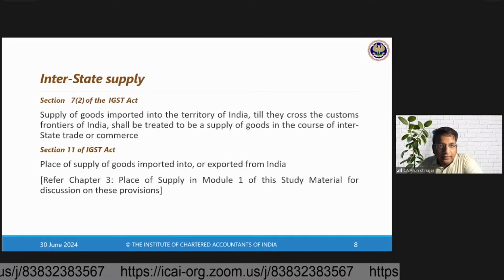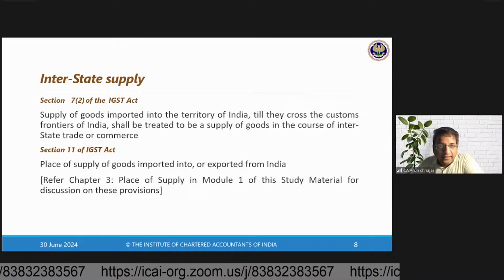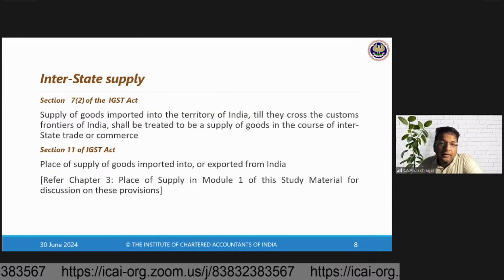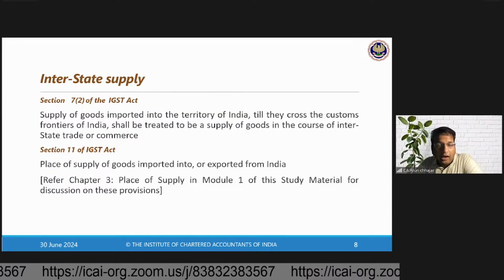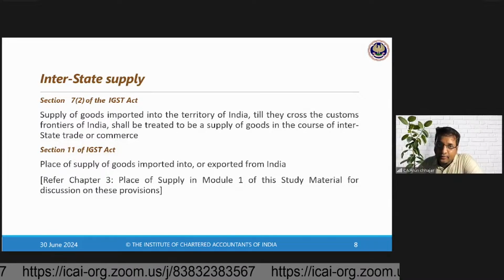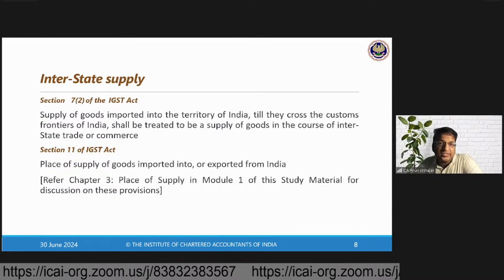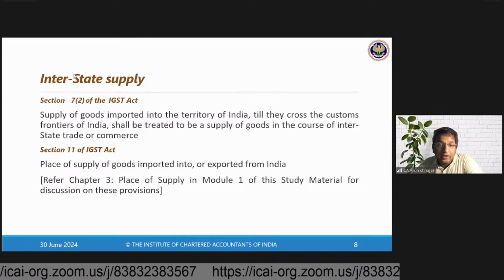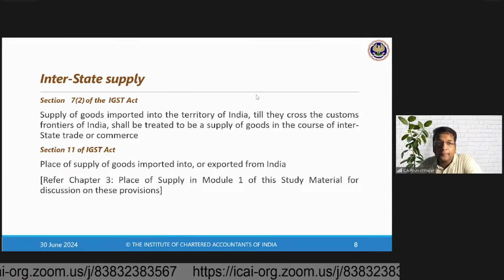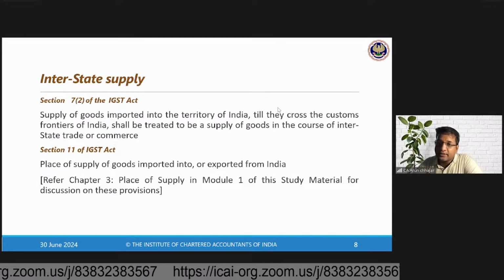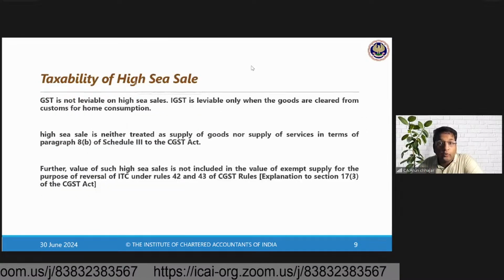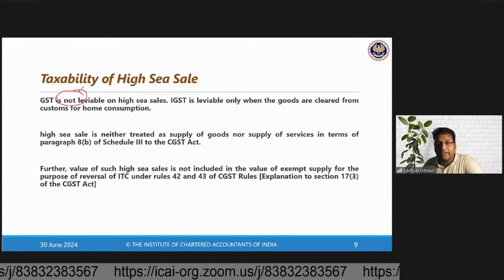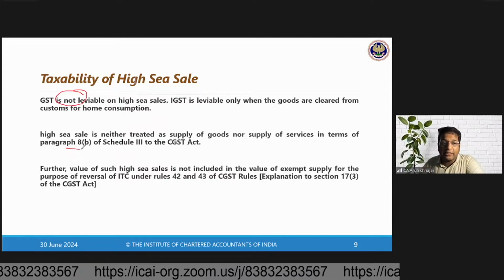Can anybody tell me whether high sea sales are taxable in the GST? क्या high sea sale के ऊपर GST लगेगा? Do I need to pay the GST on the high sea sale? The answer would be no, because it is covered in Schedule 3. So it means will there be any taxability? Answer is no, it is not levied because it is covered in para 8B of Schedule 3.